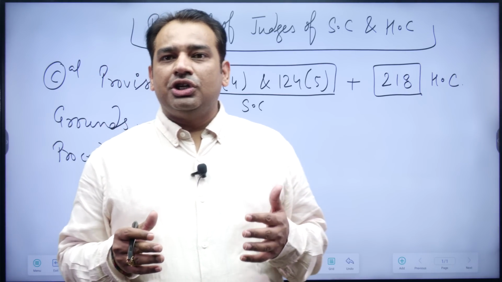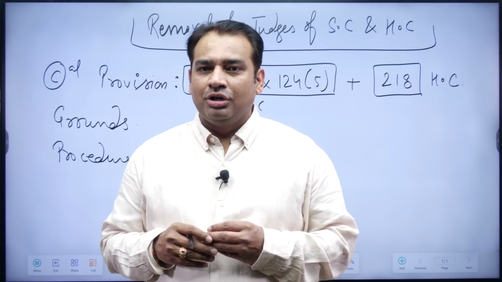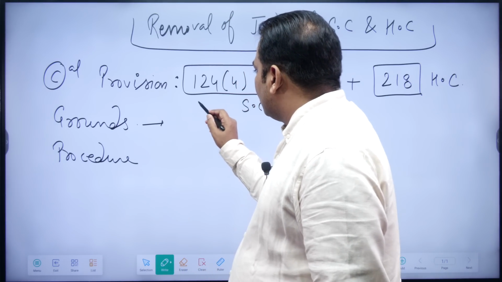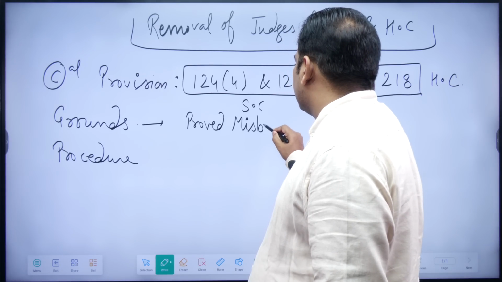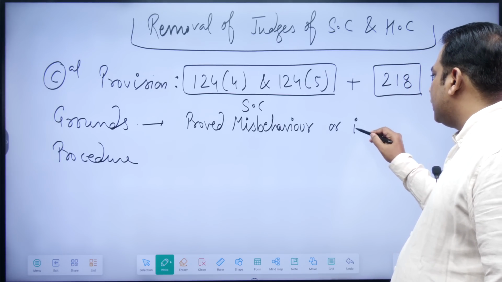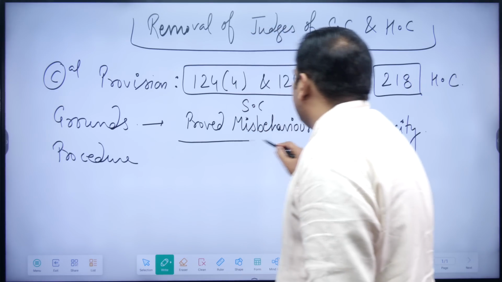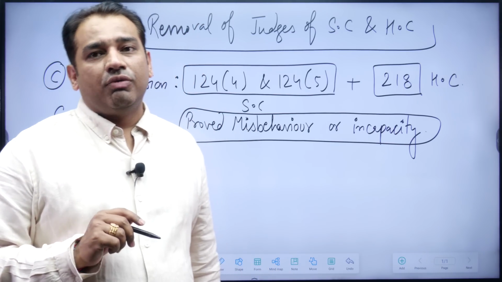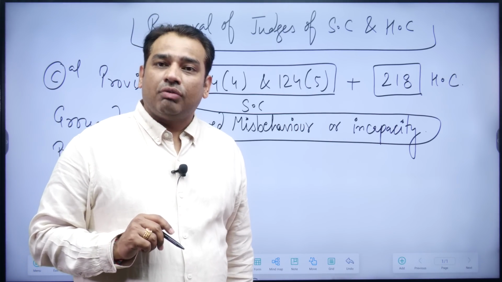This is why the procedure and the grounds are similar for the removal of the judges of the Supreme Court and High Court. So what is the ground for removal? In terms of the ground for removal, one is called proved misbehavior, or another one is called incapacity. These are the two grounds which are provided in the Constitution for the removal of the judges, and these are provided under Article 124 Clause 5.